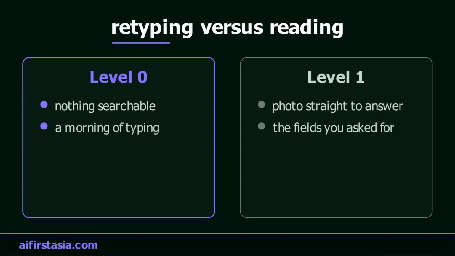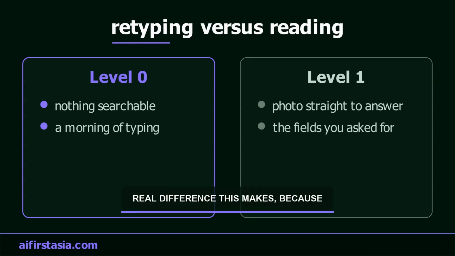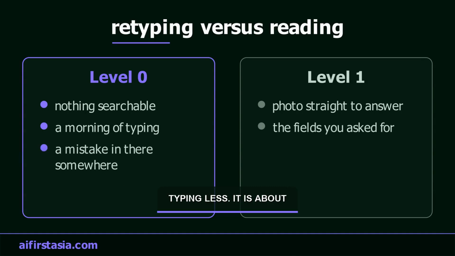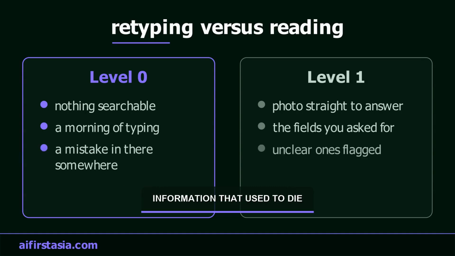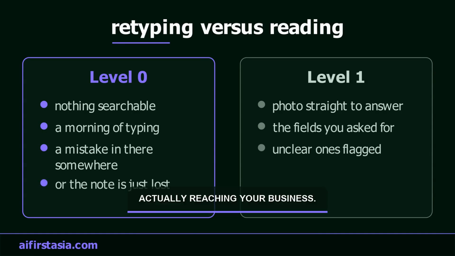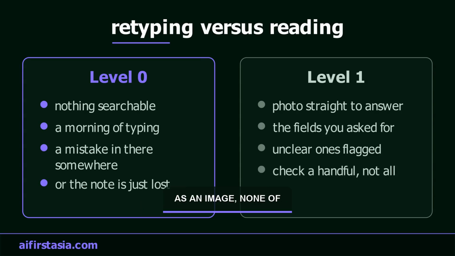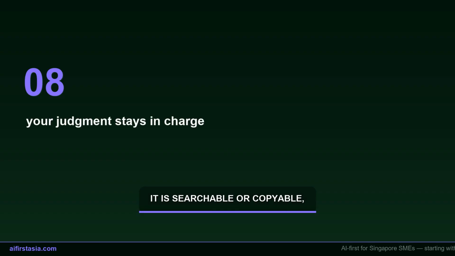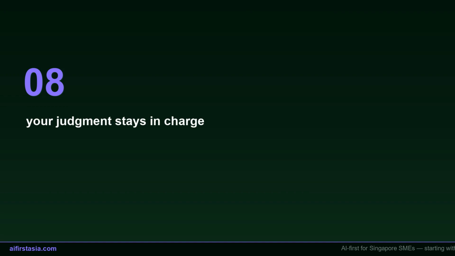Retyping versus reading. Now let me name the real difference this makes, because it is not just about typing less. It is about information that used to die in a camera roll now actually reaching your business. Level 0 is retyping. Everything arrives as an image. None of it is searchable or copyable. So you either burn a morning transcribing it by hand with a mistake in it somewhere, or you skip it and the information is lost.